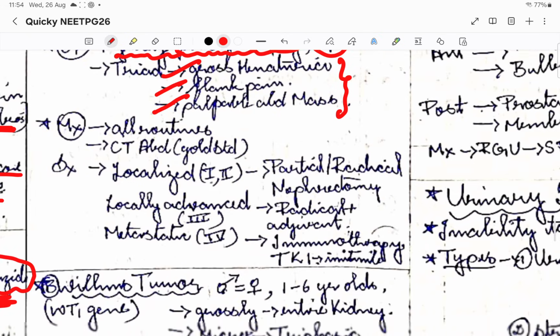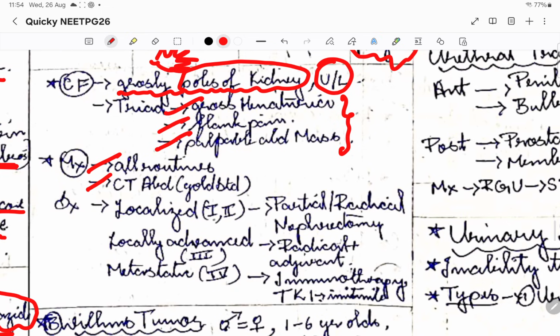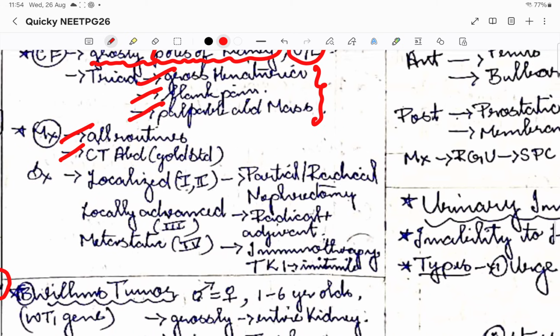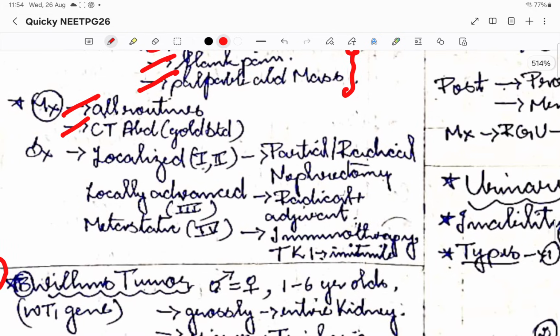Okay, then coming to the management, all the basic routines with respect to blood and urine will be sent, and CT abdomen is the gold standard. So that is what I told you, right? The differential diagnosis is there. So now what we'll do, we'll go for USG and then CT. CT abdomen is the gold standard, how we can predict it is RCC.